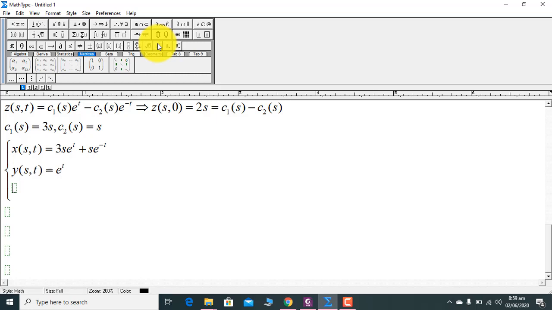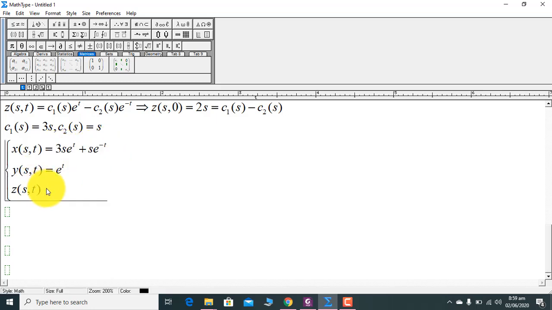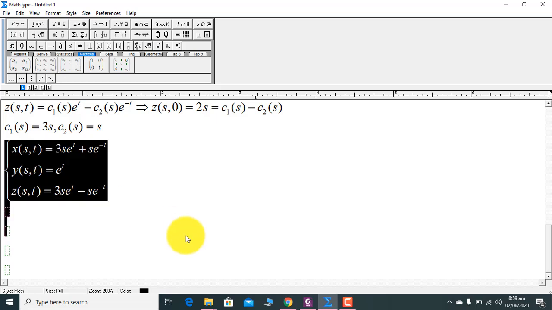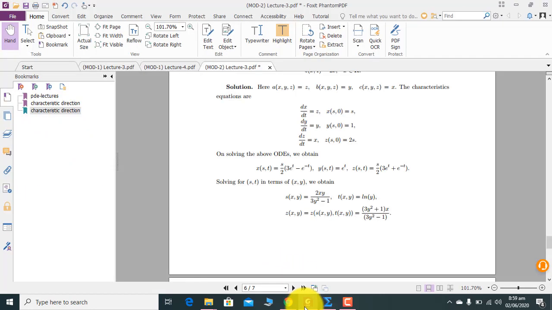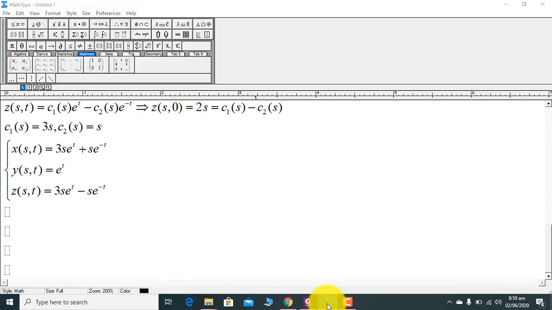for y. And the third one is z of s comma t. The answer is similar to that but with a minus. This is the parametric form. You must write this parametric form. I have not written that in the solution. This is actually a very short form of the solution, but I have explained the solution on the math type tab. You can see there.